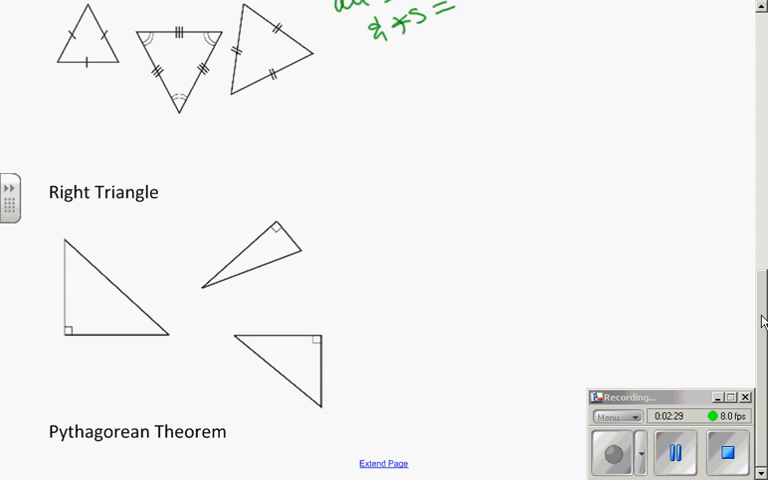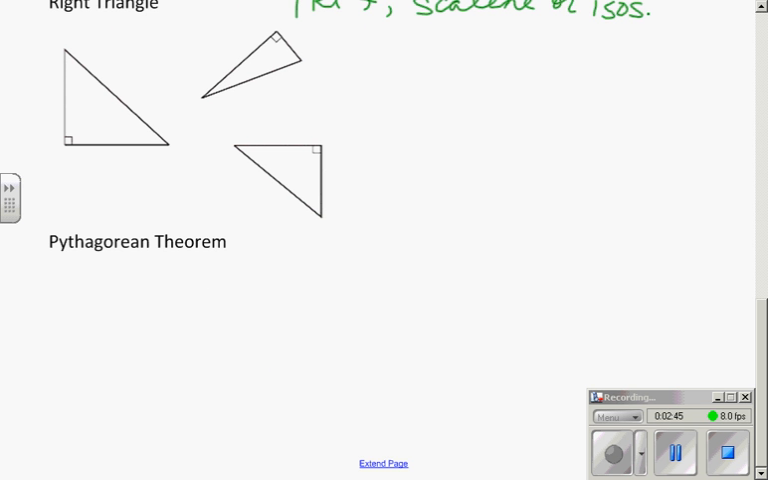A right triangle has 1 right angle. They can be scalene or isosceles. You cannot have an equilateral right triangle. Now, the Pythagorean theorem is a familiar theorem. a squared plus b squared is equal to c squared, where a and b are always the legs, the sides of a right triangle, and c is the hypotenuse.